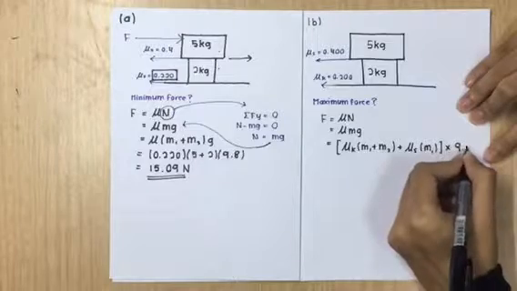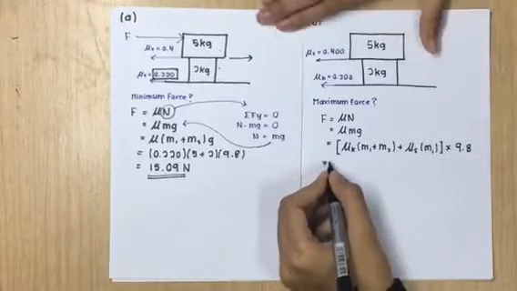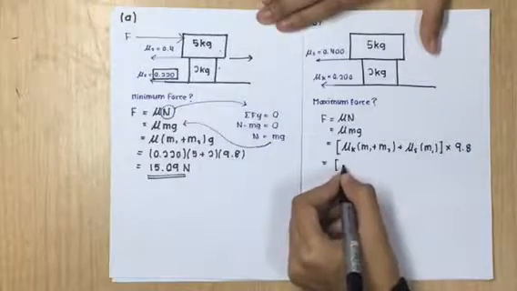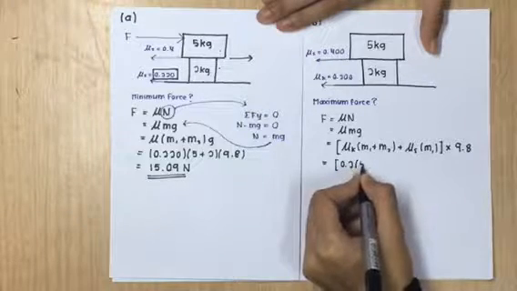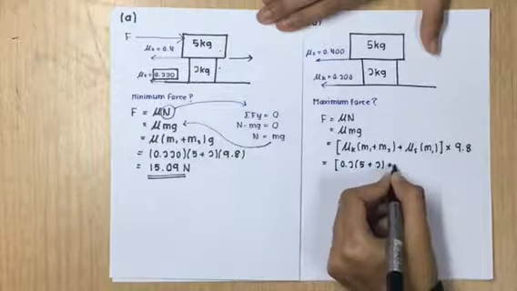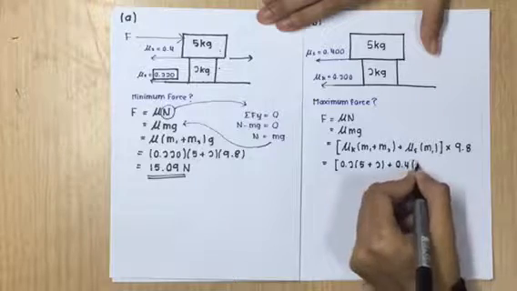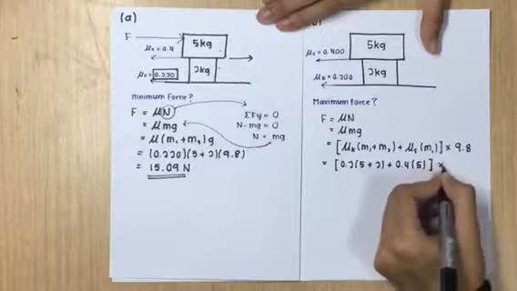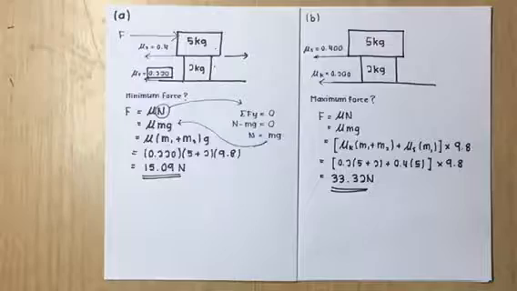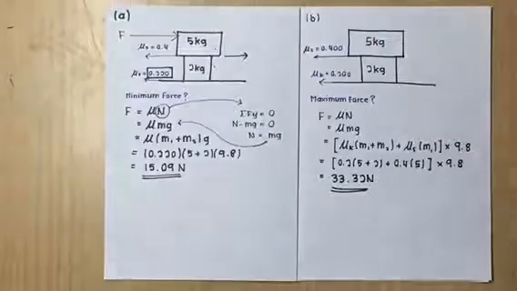This is because we need the maximum force, which will result in the top block still moving on the second block, but not to the point where it slides off the second block, and both blocks will still slide together on the floor. So substituting all the values, we'll get 33.32 Newton.